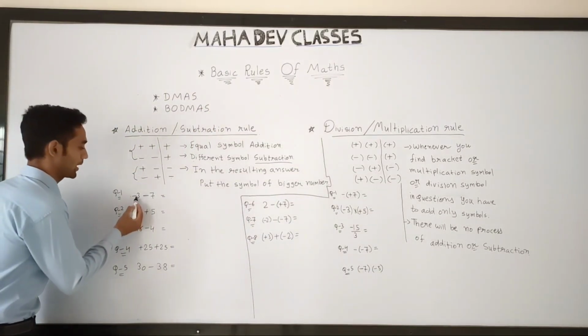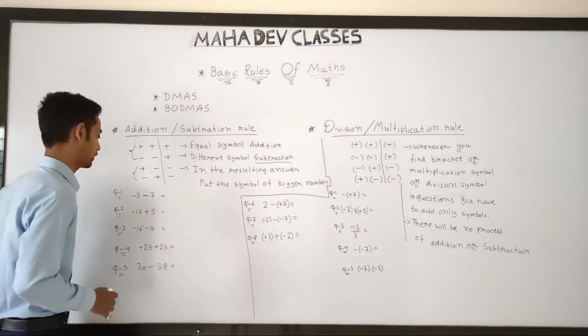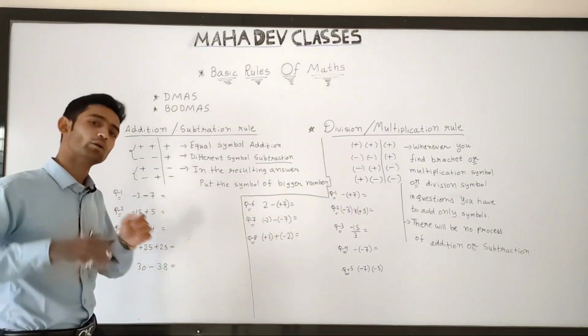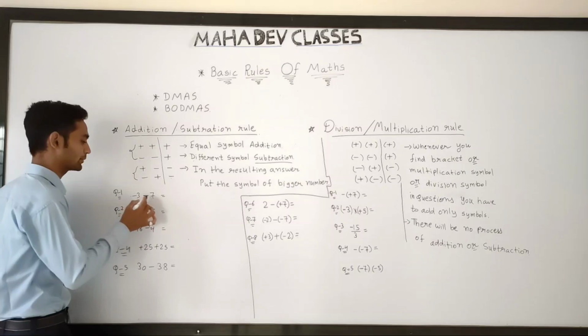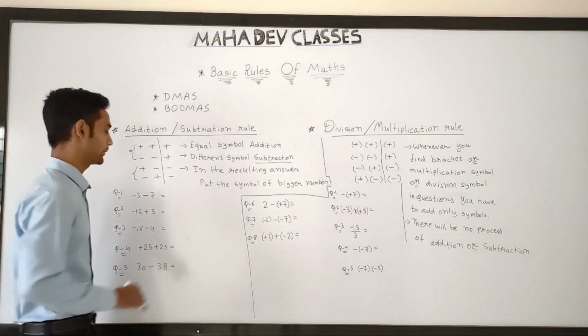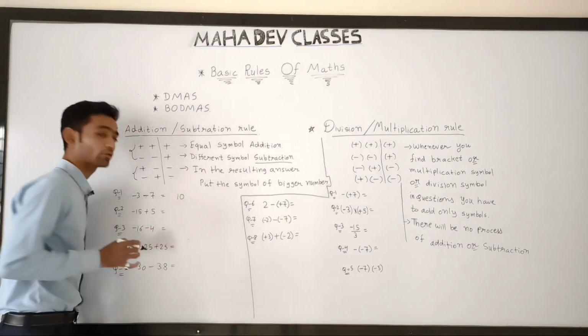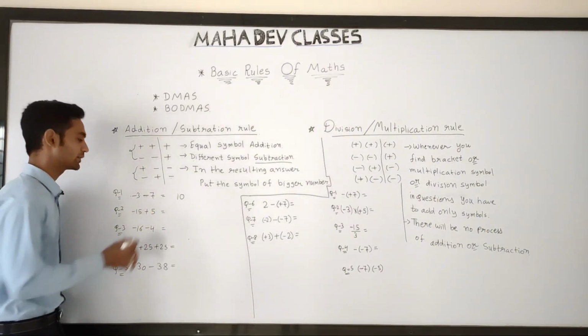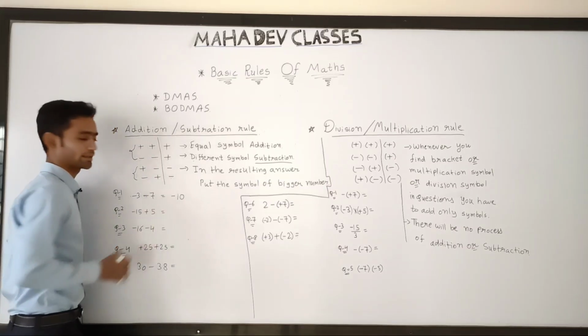See, minus 3, minus 7. Okay, so here is the equal symbol, minus minus, then you have to do the process of addition. It means 7 plus 3, you will get 10. And now we have to put the symbol of the bigger number, which is 7 is the bigger number, that's why we will put here minus.